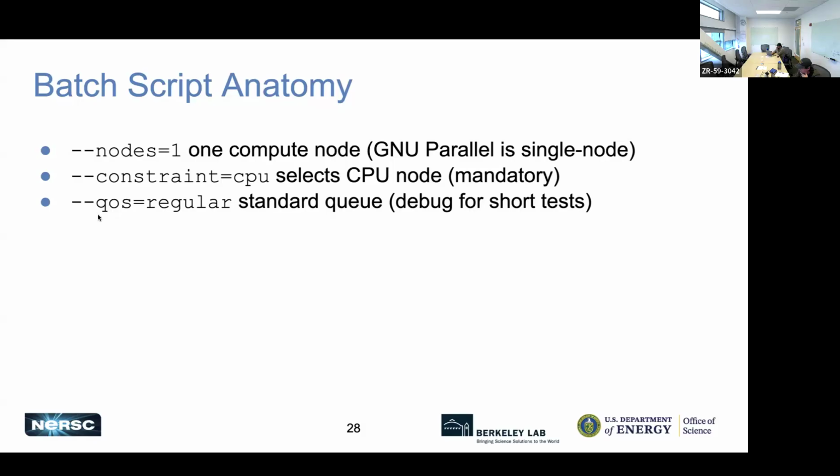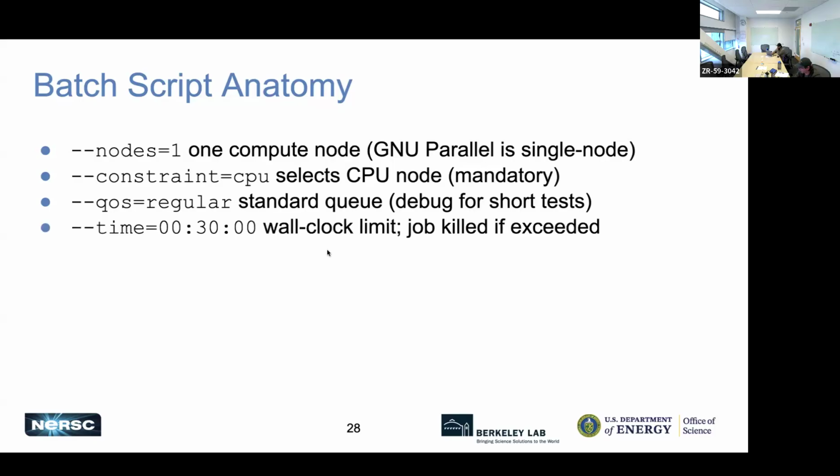QoS: regular, this would be the equivalent of dash Q for the short version. We also have access to debug and interactive. Time: 30 minutes. If you're doing debug, 30 minutes is the longest wall clock that you can use. Hopefully 30 minutes is more than long enough for anything that we'll be doing in any of the examples.